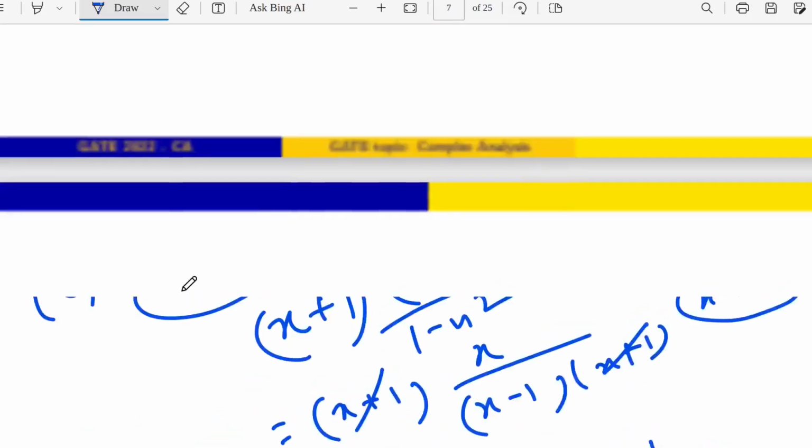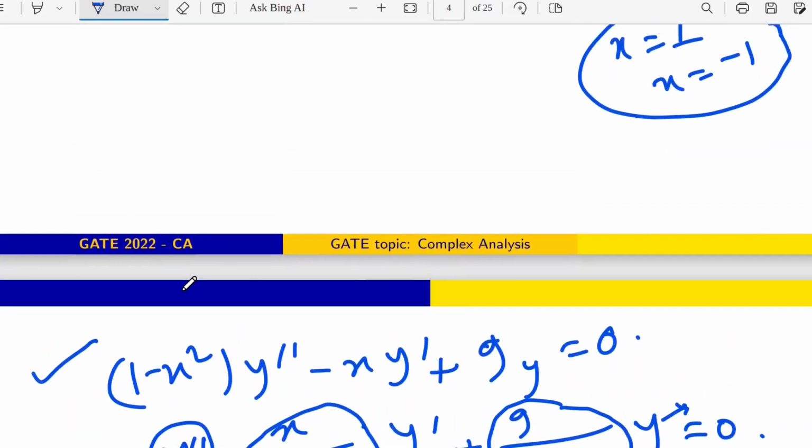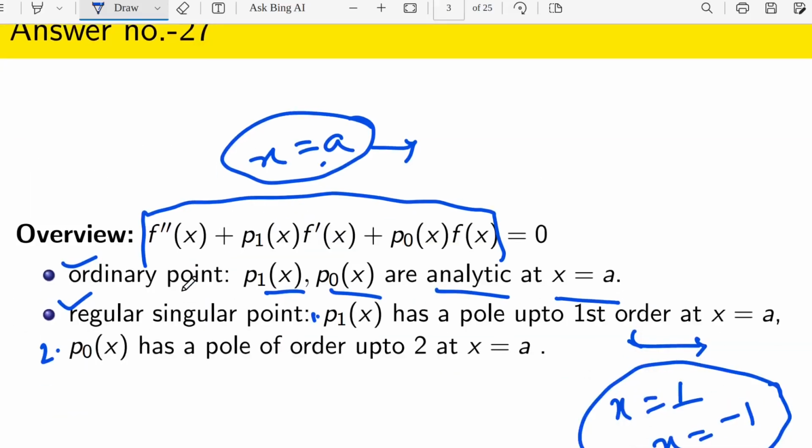Okay, so whatever we have seen in that expression, for x equal to a point to be a regular singular point, P1 should have a pole up to first order at x equal to a, and P0 should have a pole of order up to 2 at x equal to a. These two conditions are simultaneously satisfied for x equal to 1 and x equal to minus 1 for this differential equation given in the question.